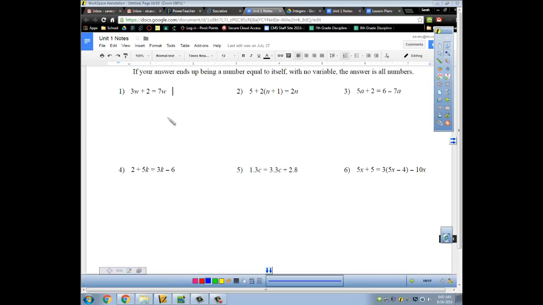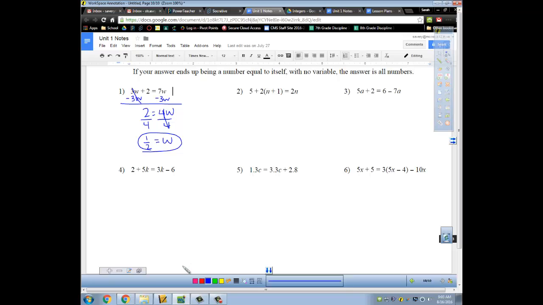For number one, I'm going to get my variables on the same side. If I move this 7w over, that doesn't really help me because then I don't have anything on the right. So I'm going to move the 3w to the right. So we get 2 equals 4w. Then divide both sides by 4 to get w equals 2 divided by 4, which is 1/2. So don't accidentally put 2, it's 1/2.